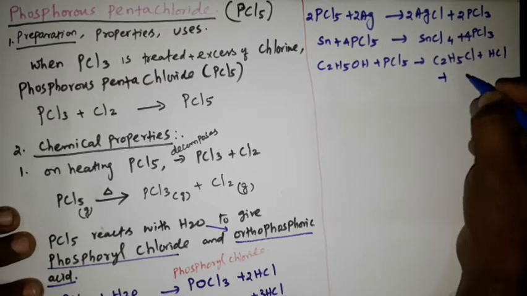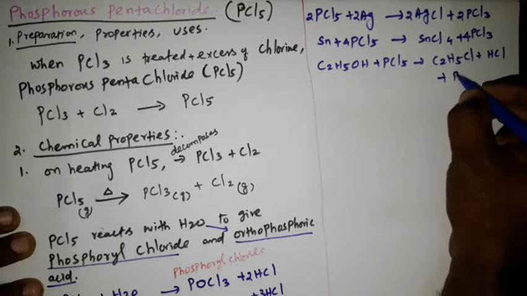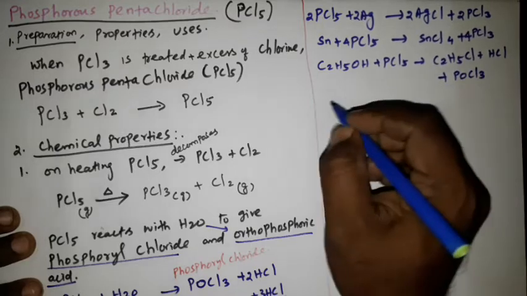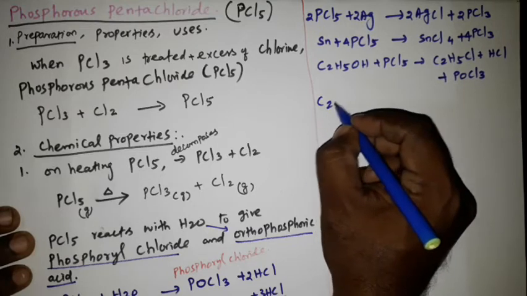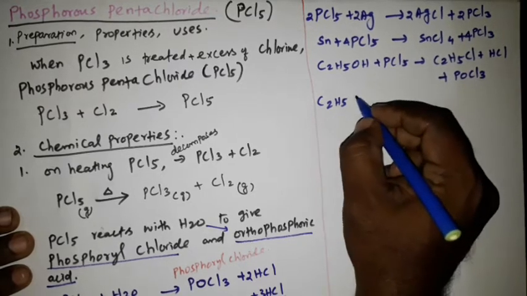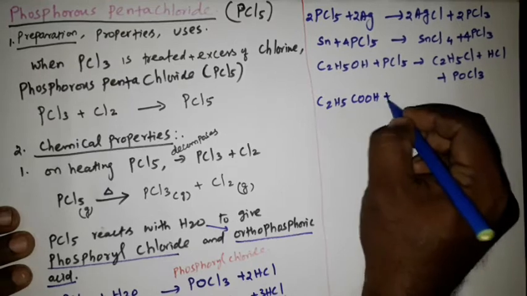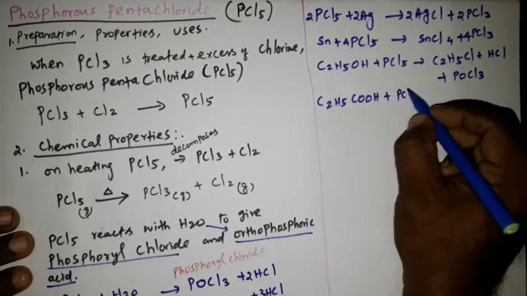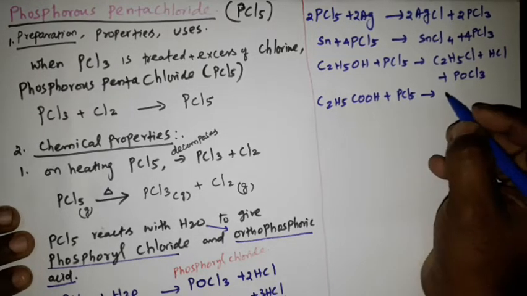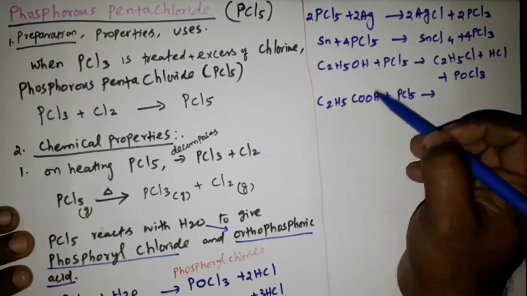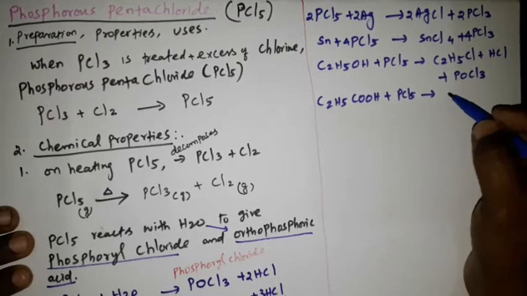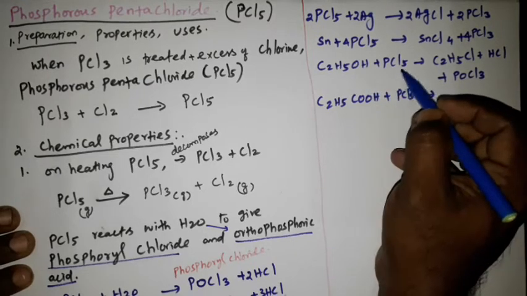Also it will produce phosphoryl chloride, POCl3. One more compound, that is an organic compound, C2H5COOH. This is an organic acid, reacting with PCl5. See here, this OH is removed, so this OH is replaced by Cl.